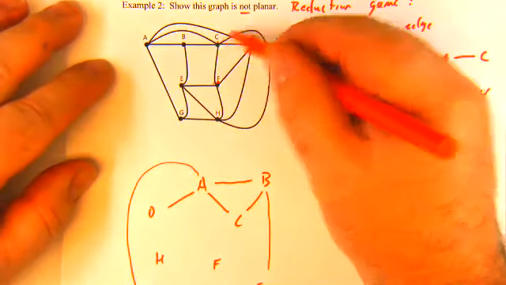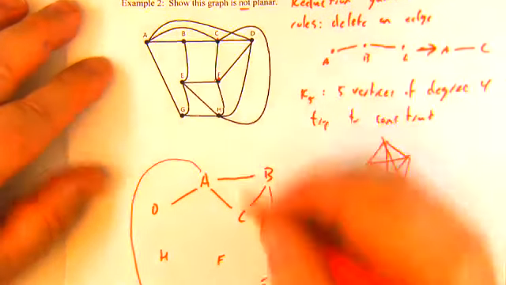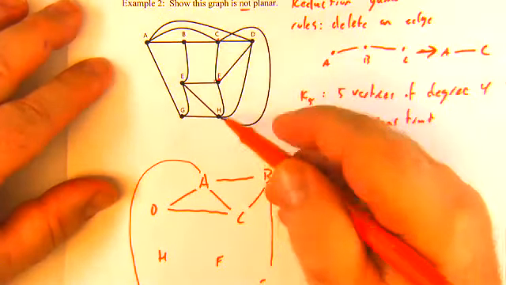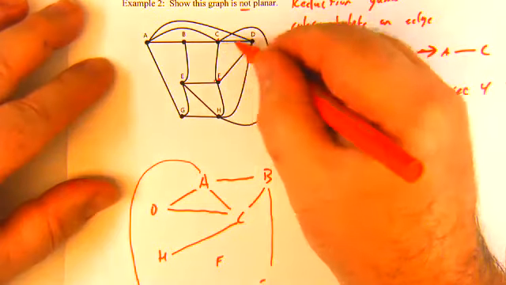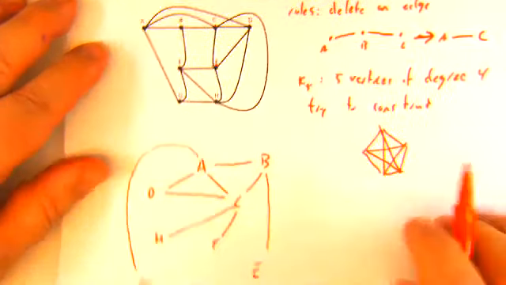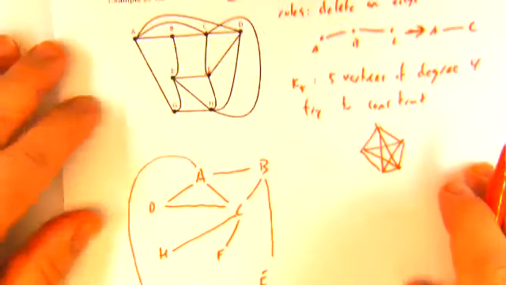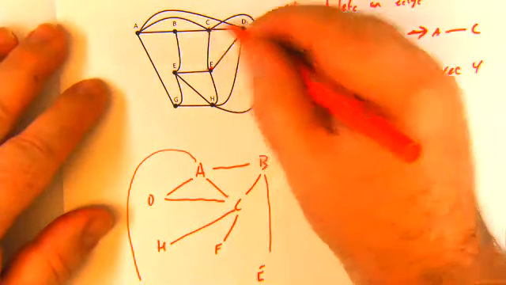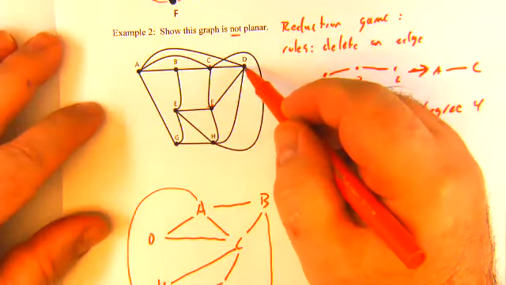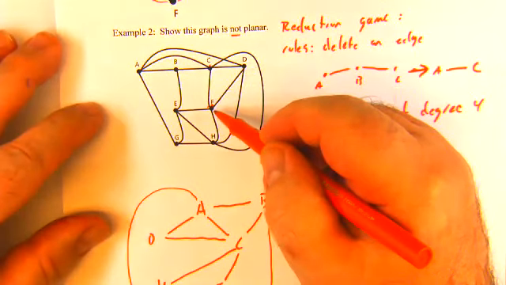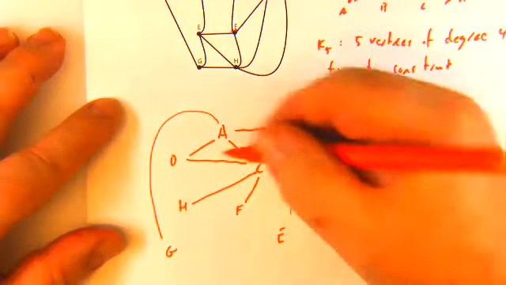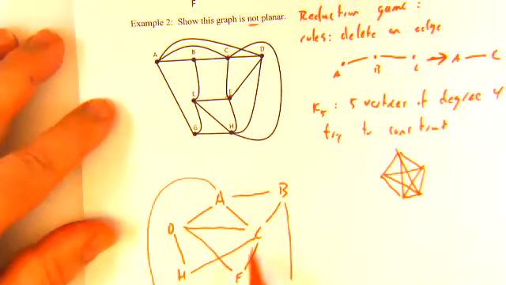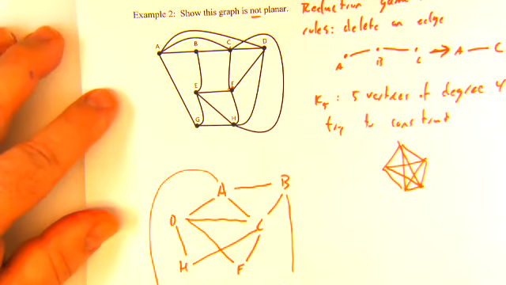C is connected to A and B. We've got those. C is connected to D, which is across. C is connected to H, which is down here. And C is connected to F, which is down there. So there's the connections for C. What about the connections for D? D is connected to A. We've got that. D is connected to C. We've got that. But D is also connected to F and H. D is connected to F and H. And you can see the beginning of K5 sort of in here.